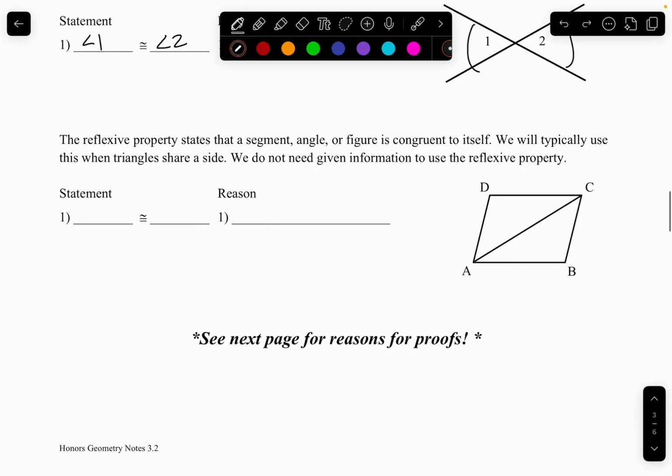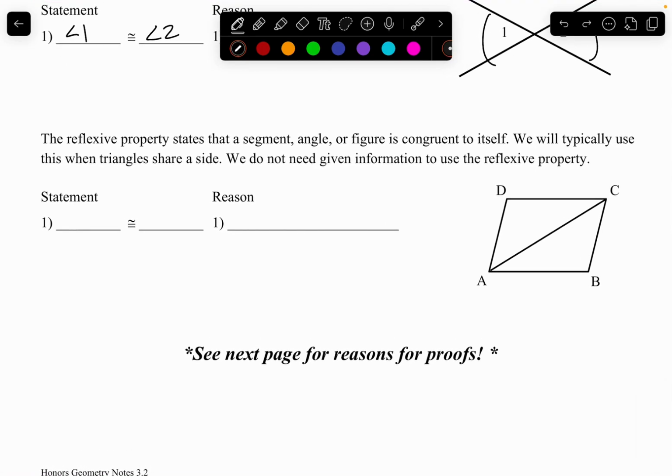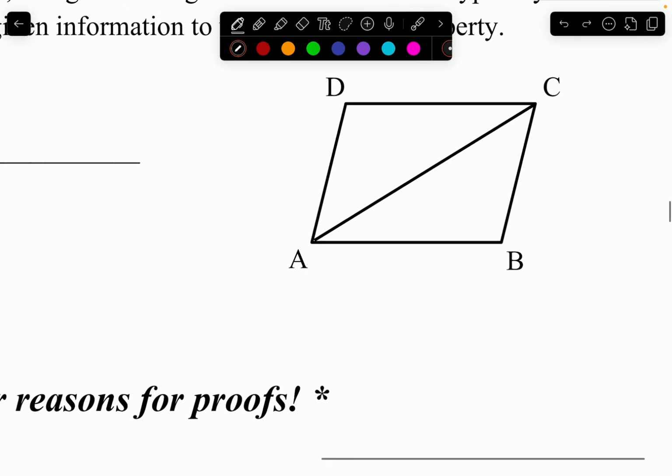All right, last thing that we're going to look at, because you don't see the substitution property very often. It says the reflexive property states that a segment, angle, or figure is congruent to itself. We will typically use this when triangles share a side. We do not need given information to use the reflexive property. So, do you see that you have two triangles here? And I like to draw them away from each other just so that you guys can see what's going on.